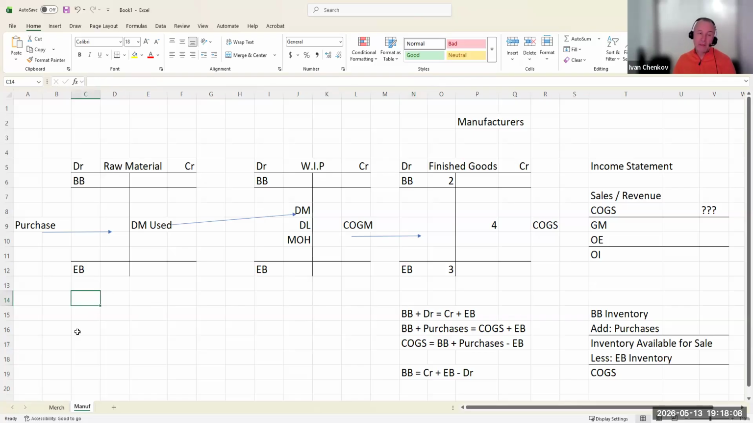Okay, so let's go. Direct material. First, we have to find direct material used. What we need to do? We're going to get the beginning balance of raw material.